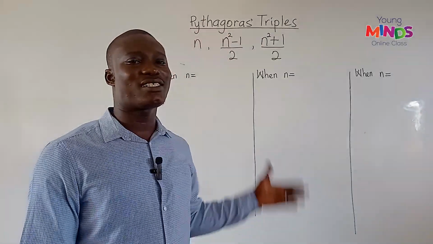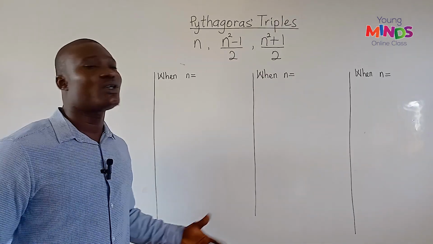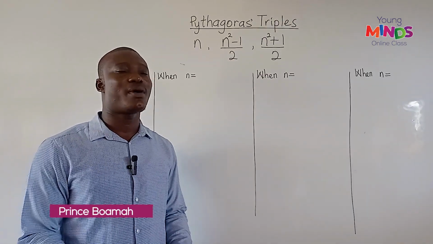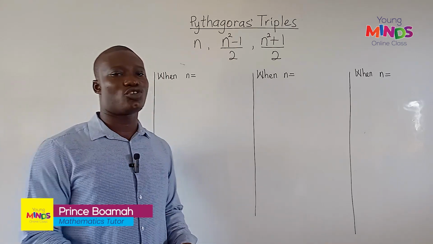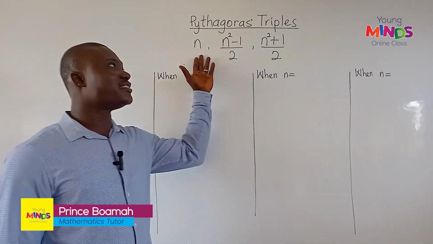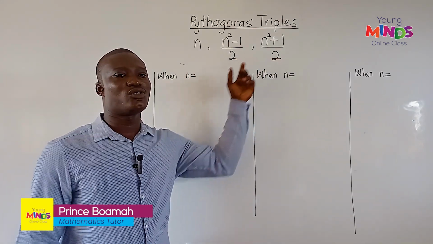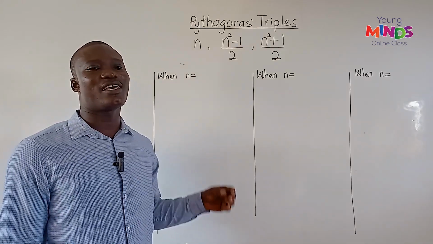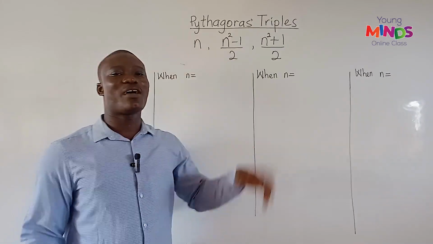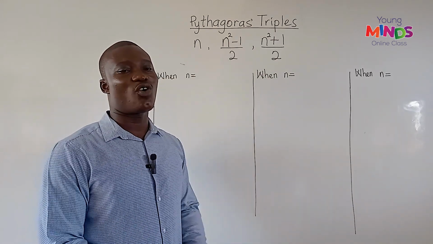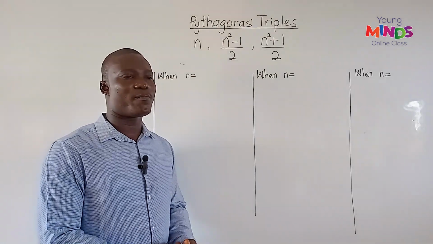Today, we shall discuss Pythagoras triples. What are Pythagoras triples? Pythagoras triples are three numbers that obey the Pythagoras theorem. And this is the formula we are going to use to determine the three numbers. The first number, n. The nth number can either be an odd number or an even number.